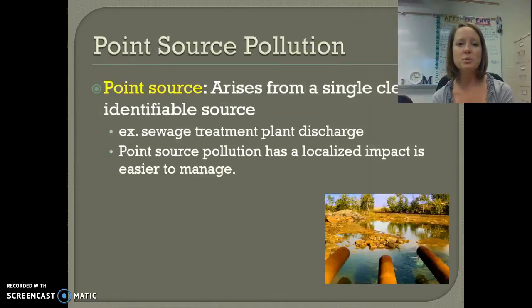A point source pollution arises from a single, clearly identifiable source. So if you can see where the pollution is coming from, like a pipe from a sewage treatment plant that is dumping liquid into a river. You can see the actual point from where it's coming from. So point source pollution, because it has a single source, is easier to manage and also tends to have a smaller, more localized impact.